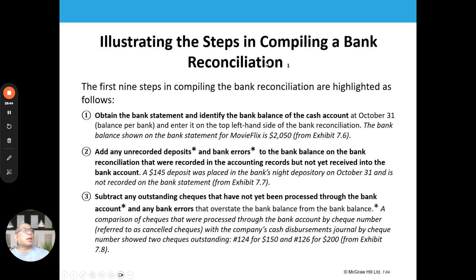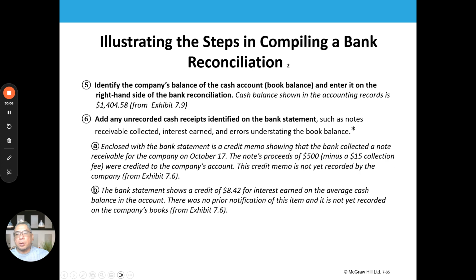The steps for compiling a bank reconciliation. There are 9 steps here. Number 1, obtain the bank statement, and identify the bank statement and cash account balances. Number 2, add any unrecorded deposits or bank errors. Number 3, subtract all outstanding checks that have not been processed. Each has its step, exhibit, and each exhibit is in the books. Number 4, identify the company balance of the cash account and enter it into the right-hand side of the bank reconciliation.